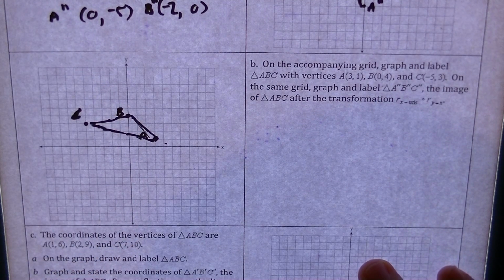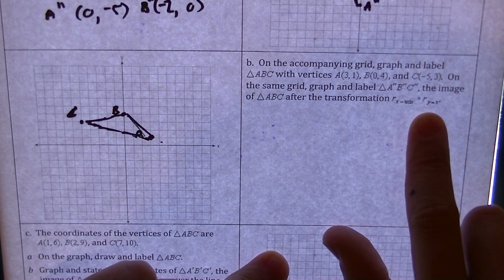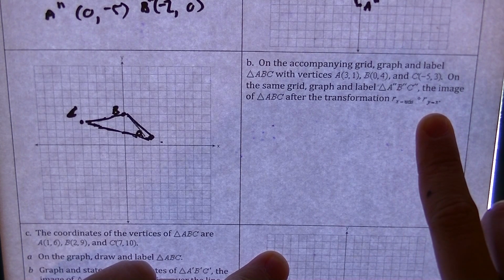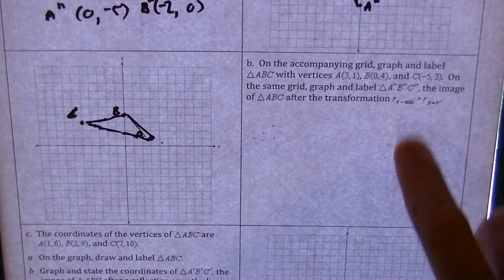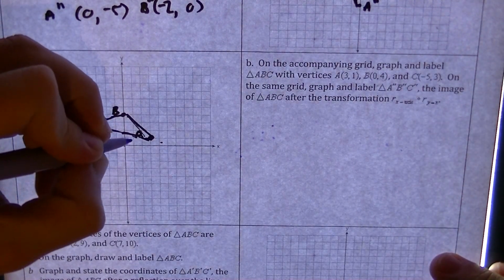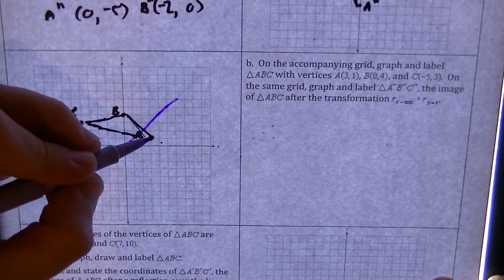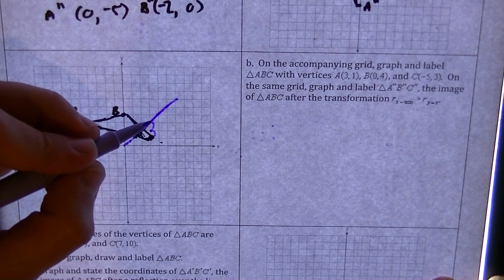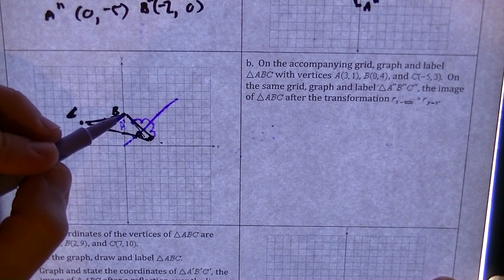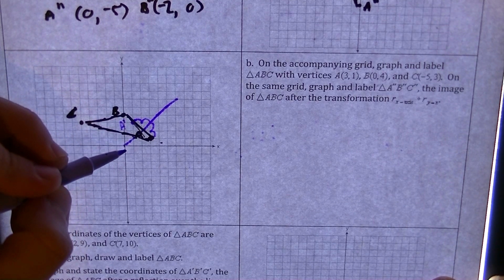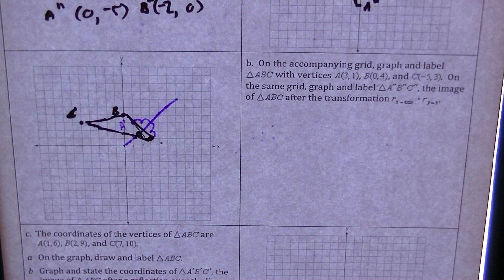On the same grid, graph and label A prime, B prime, C prime after the transformation reflection over the line y equals x, and then a reflection over the x-axis. So here's my line. I'll draw that one in purple. Here's my line y equals x. I'm going to go, all right, let's see, 2 up and then 2 to the left to get A prime. And now, hold on, let's take a look. This was at the point 3, 1, and ends up at 1, 3. So hold on, let's just use that rule again, right?